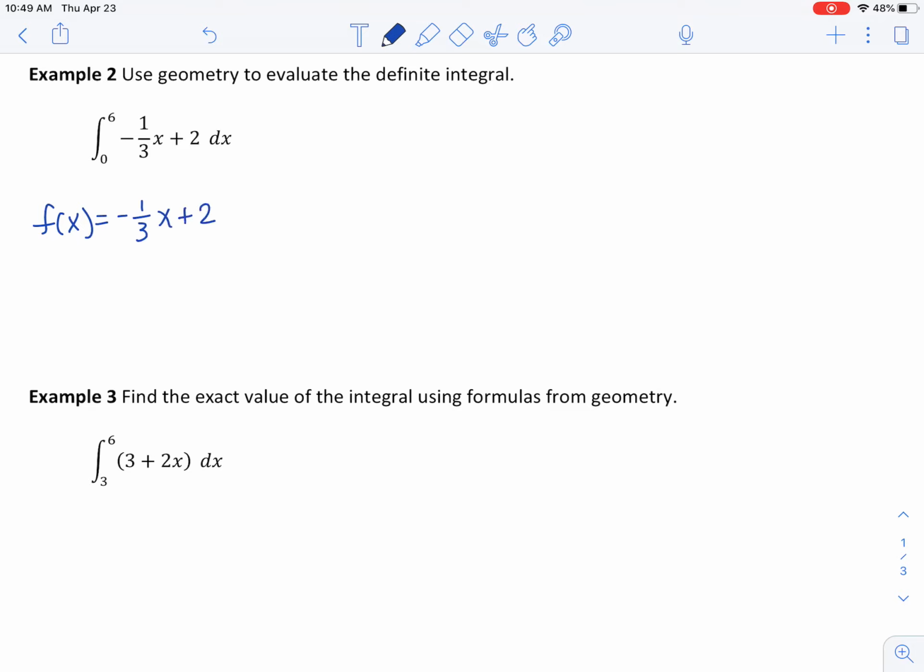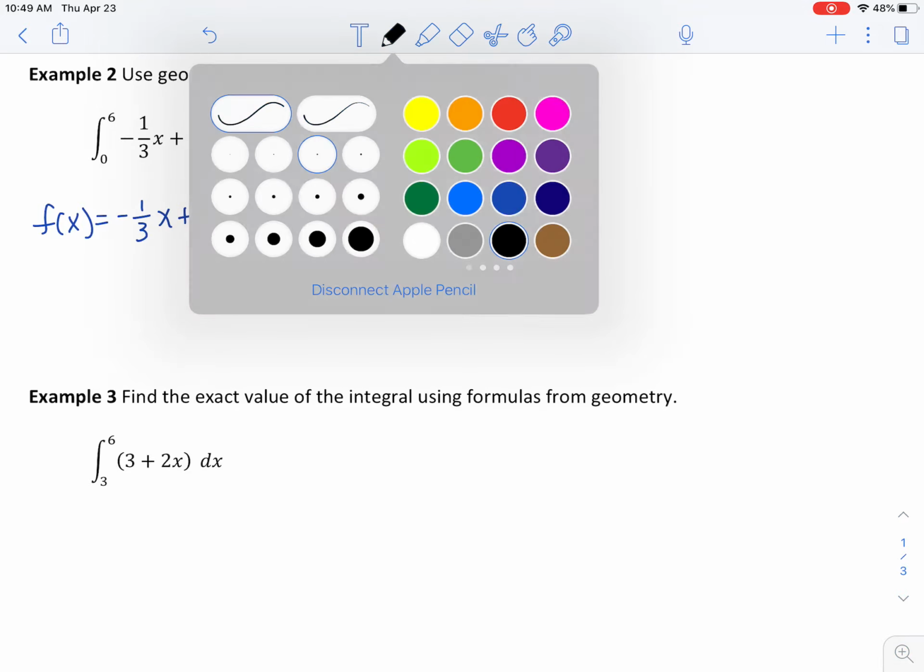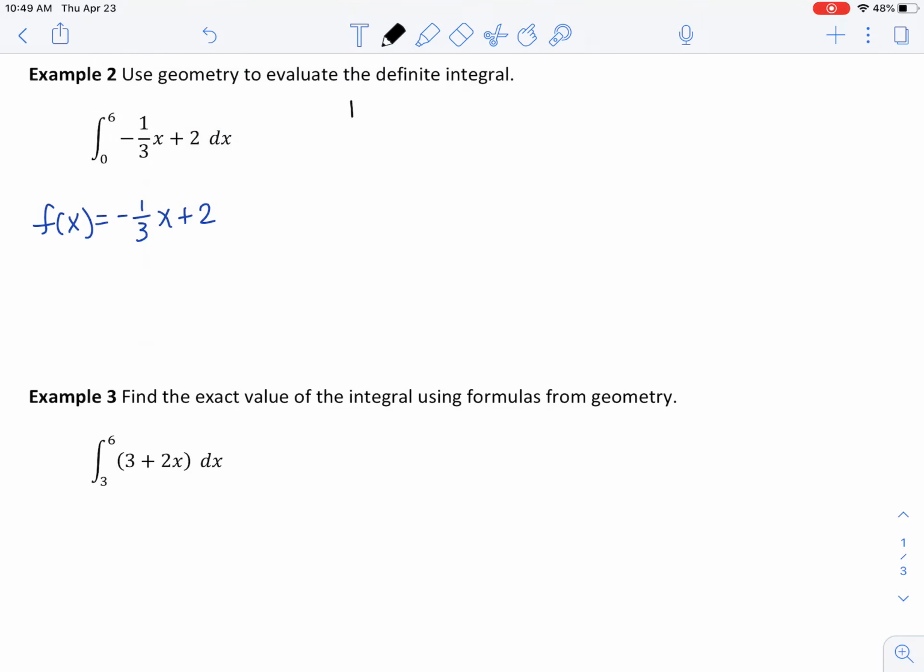All right, that one was just a rectangle. Not bad. All right, let's do another one. I'm giving you something that's slightly more challenging on example 2. Now, what's my function here? The function that I'm going to graph is f of x equals negative 1/3 x plus 2. Well, at least that's a straight line function, right? That's a linear function going down from left to right.